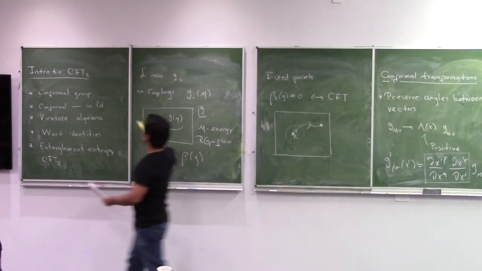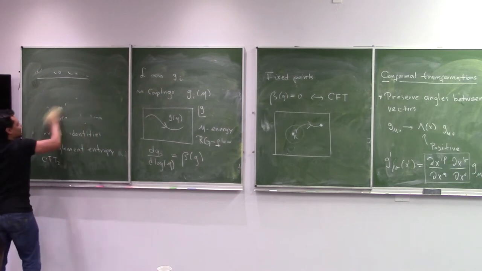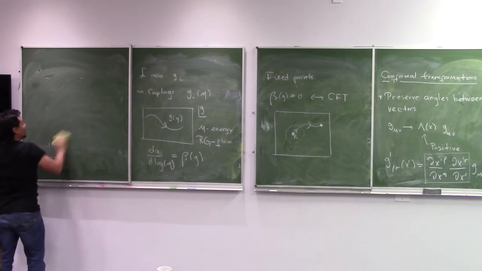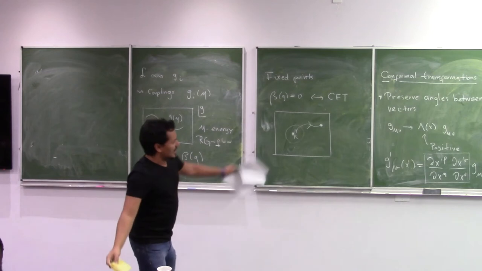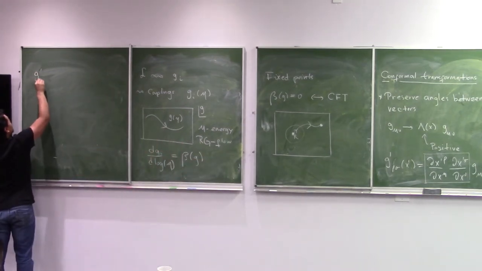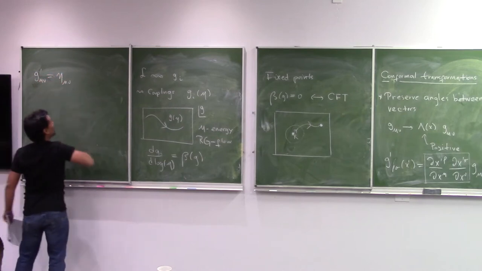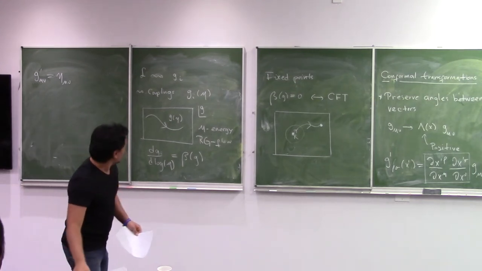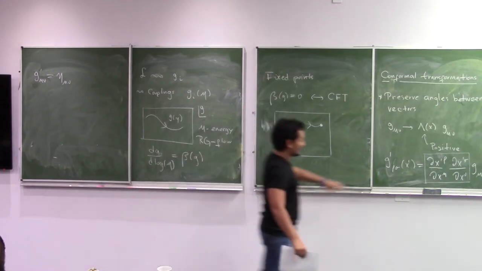Now let's say that our initial metric is just the Minkowski metric. We're going to start studying conformal field theories and just start in flat space. So g mu nu I'm going to write as eta mu nu, so I'm in Minkowski space. Let's say that I write this equation here.